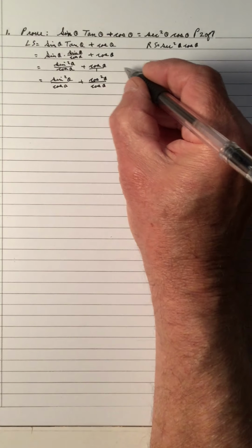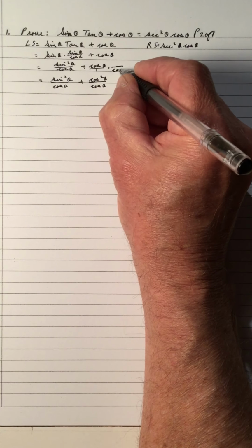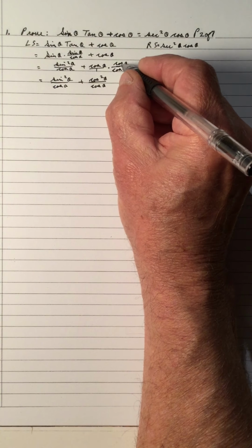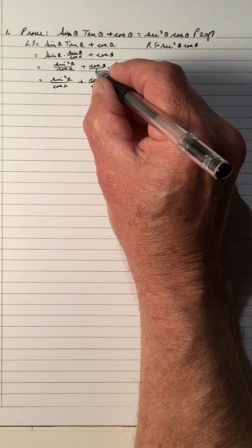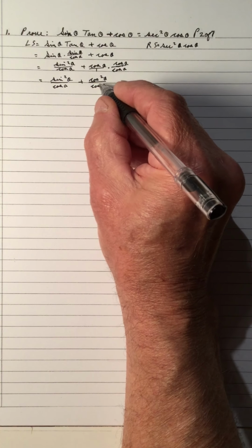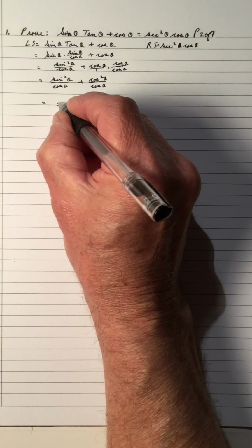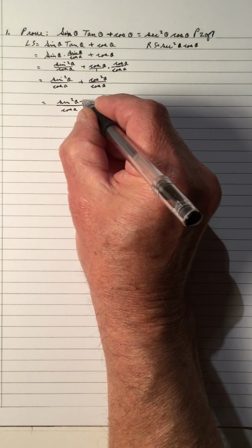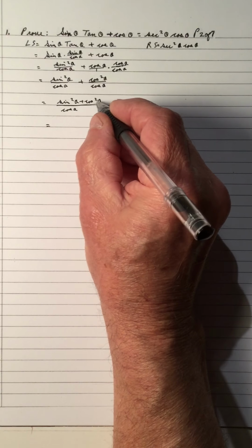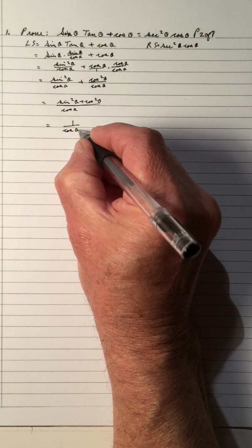Or, if you want, you can multiply this fraction by cos over cos, because cos theta over cos theta is 1, and when you multiply cos by 1, you get the same denominator as this fraction. So cos squared over cos, common denominator is cos, write it down, and we have sine squared plus cos squared, and sine squared plus cos squared, or cos squared plus sine squared, is 1. So we have 1 over cos.